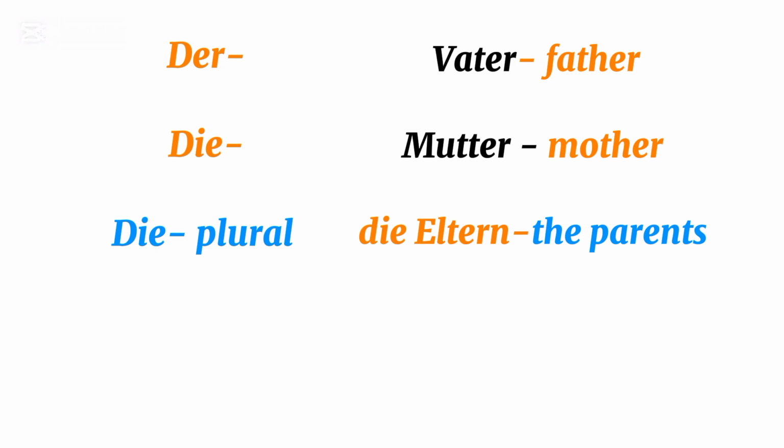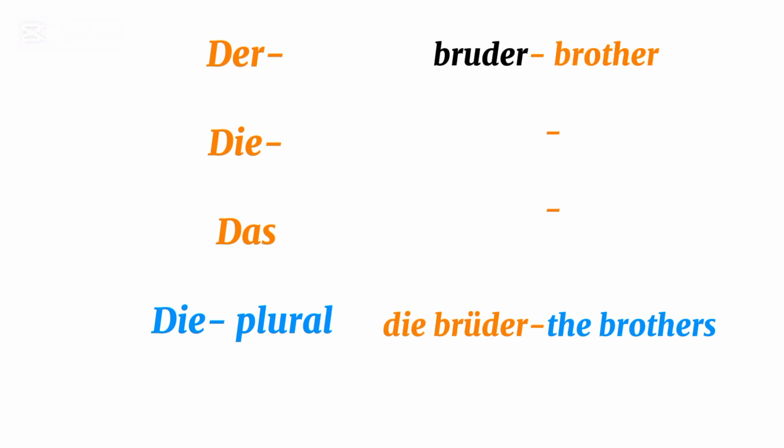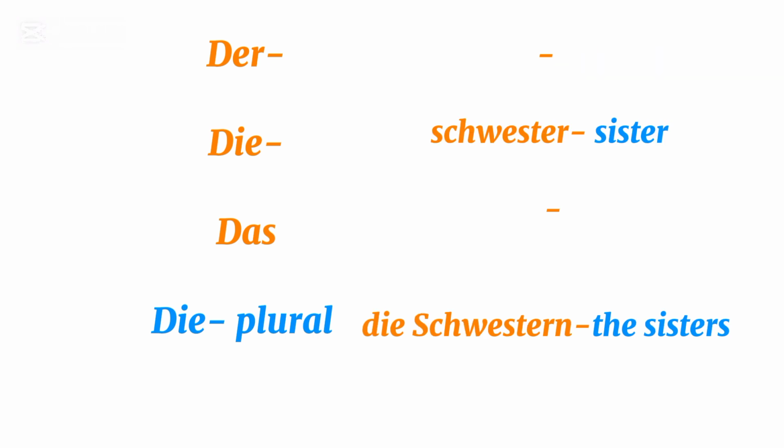Next, Kinder. Kinder are children. Kind, child, one child. Kinder and kind. We have Bruder, that's the brother. We have Schwester, sister. Plural, Schwestern. Plural of brother, Bruder with now an umlaut. These are the siblings. Siblings are called Geschwister. Die Geschwister.